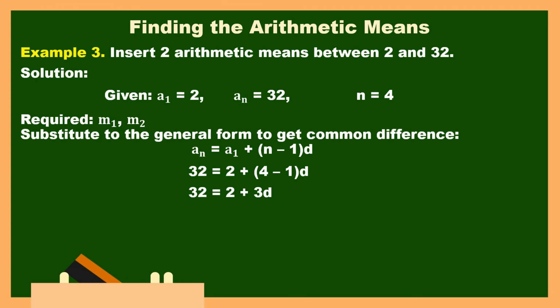Since hindi natin pwedeng pagsamahin si 2 at si 3d, we will transpose or ililipat natin si 2 papunta sa kabilang side. Kaya siya magiging 32 minus 2 equals 3d. Then subtract 32 minus 2 equals 30. At para ang matira na lang ay d, we will divide both sides by 3. Ito yung, si 3 yung numerical coefficient ni d. So 30 divided by 3 is equal to 10 and 3d divided by 3 is equal to d. And our common difference is equal to 10.